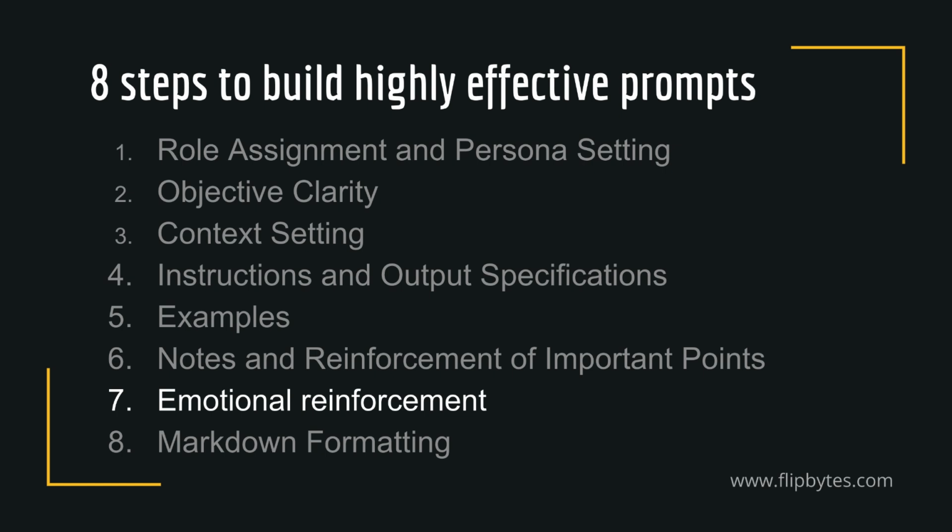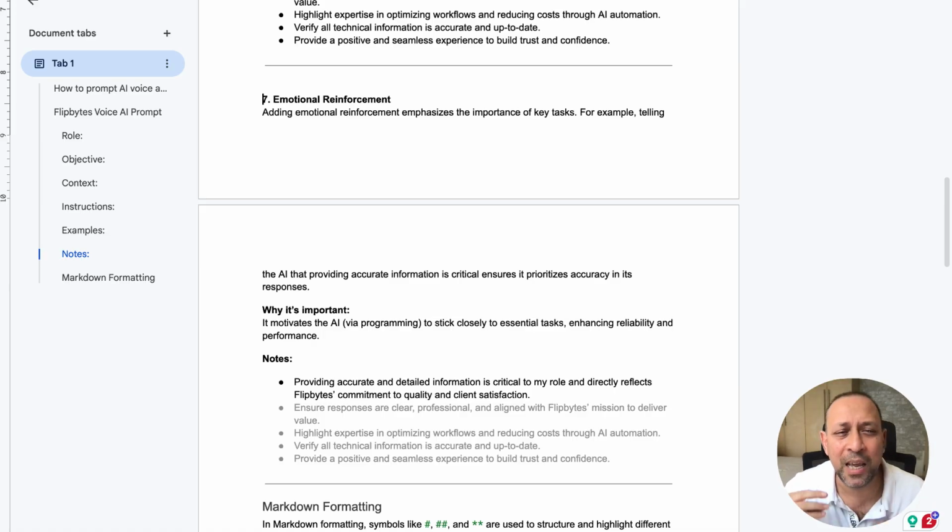Okay, that brings us to point number 7, which is emotional reinforcement. Now, adding emotional reinforcement emphasizes the importance of key tasks. For example, telling the AI that providing accurate information is critical for the success of this project, or it's very, very important for my job, ensures it prioritizes accuracy in its responses. So why is this important? Well, it motivates the AI, if you may, via programming to stick closely to essential tasks, enhancing reliability and performance.